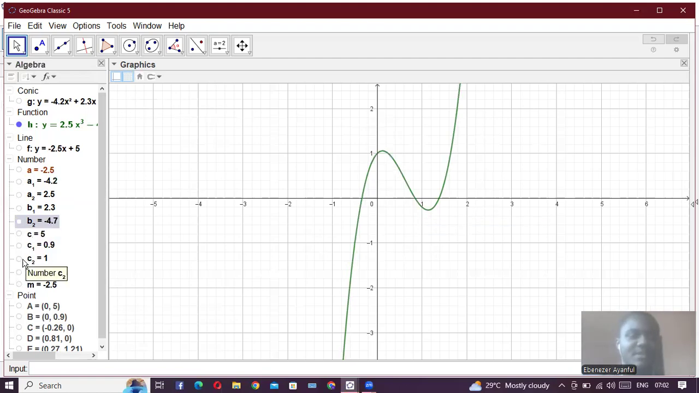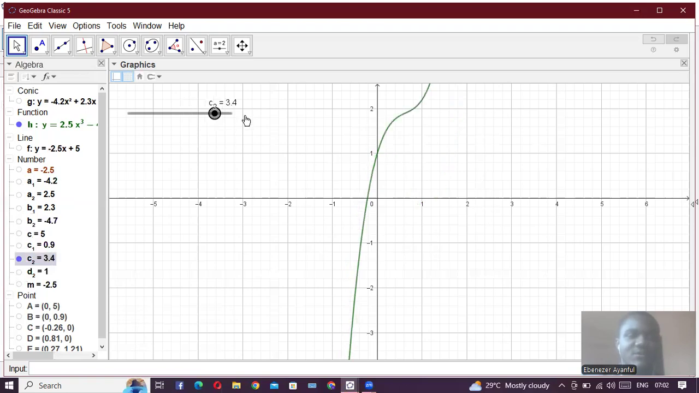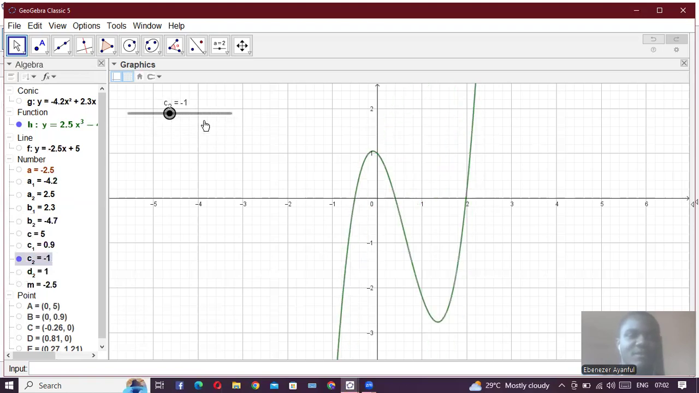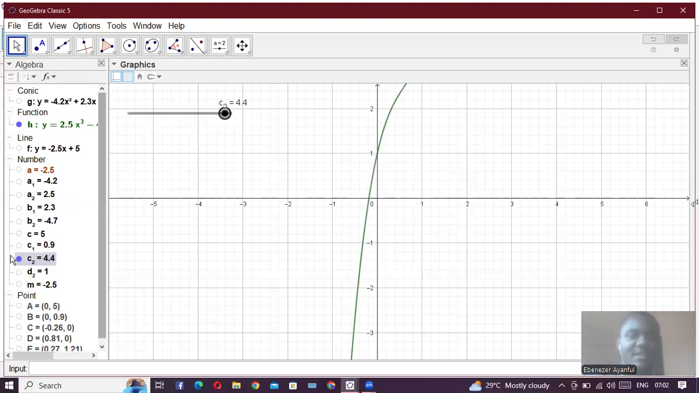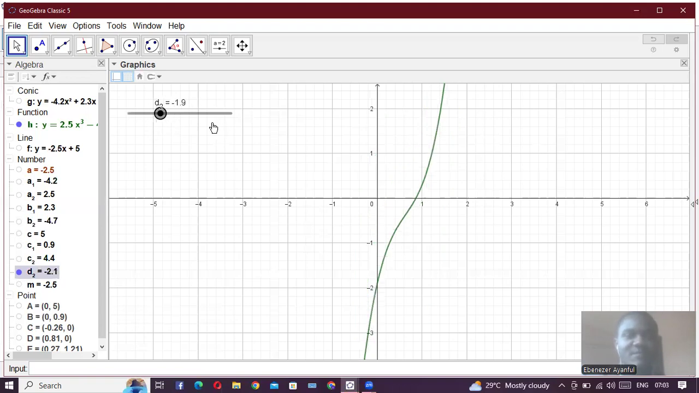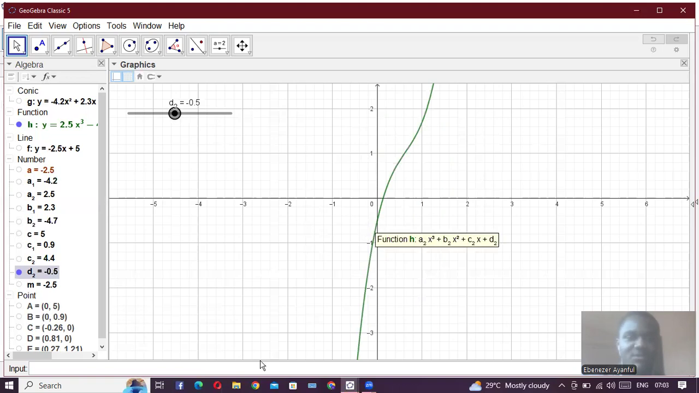Now let's look at the way c also affects it. When I move c around, you see that the curve is changing. It has an influence on it. And then let's look at how d also has an influence on the curve. When I move d around, d is also the constant, right? And what have we said about the constant? The constant is the y-intercept, the point where the curve intersects the y-axis. So you see that as I move this around, the point of intersection is also moving around.